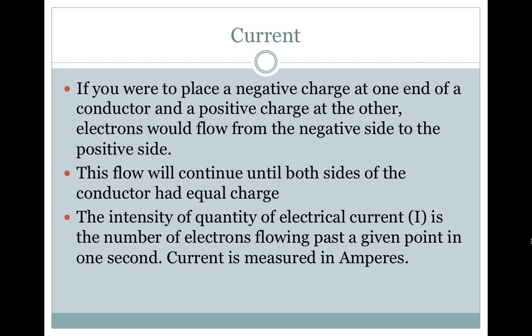Current. If you were to place a negative charge at one end of a conductor and a positive charge at the other, electrons would flow from the negative side to the positive side. The flow will continue until both sides of the conductor have equal charge. The intensity or quantity of electrical current, I, is the number of electrons flowing past a given point in 1 second. Current is measured in amperes.